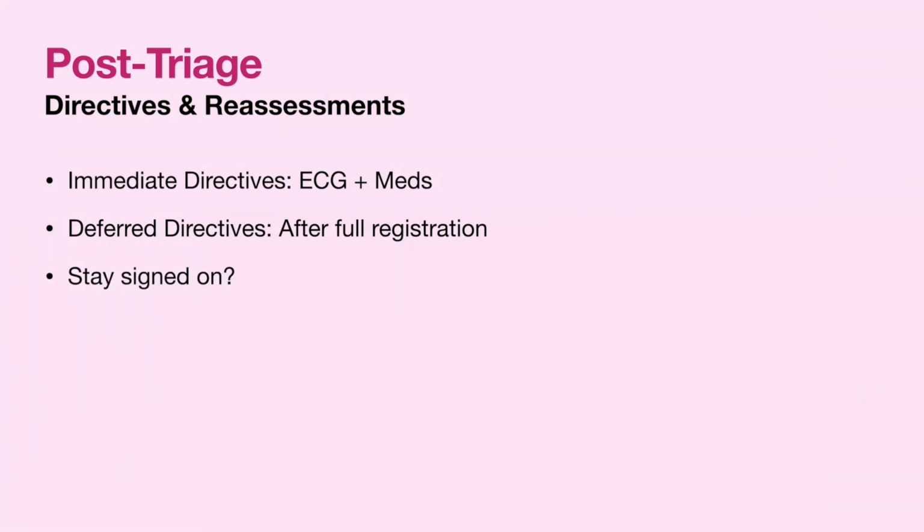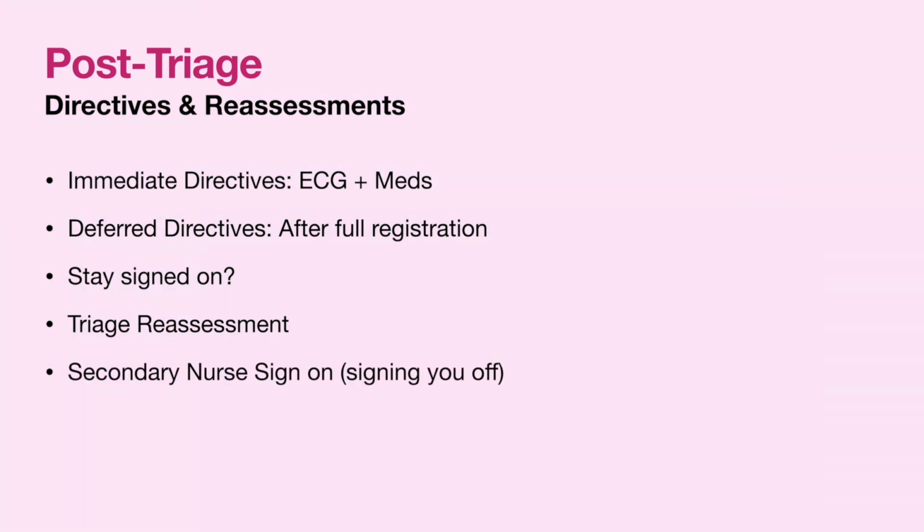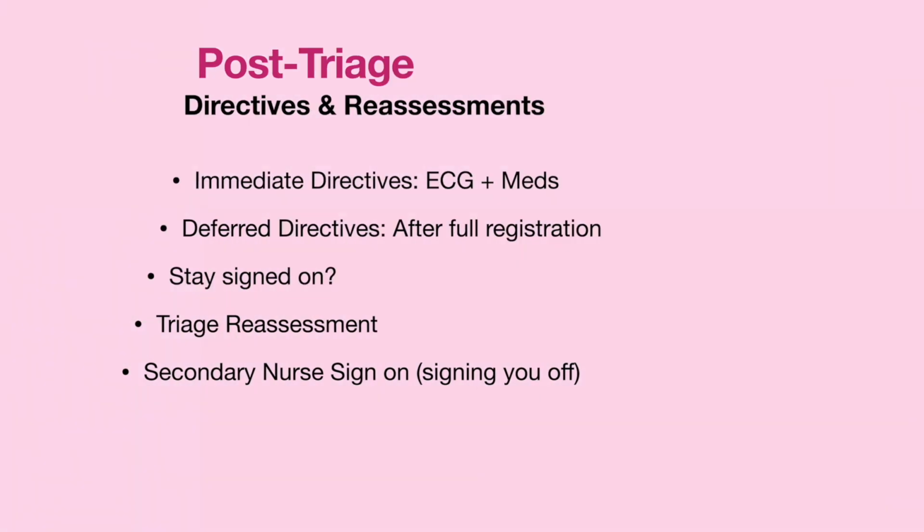Should you stay signed on or not? When you're done with everything, you can sign off the patient. That's absolutely fine. If you've ordered directives, it's probably better to keep them on your list, and that way they'll stay on until your directives have come back and you've looked at them, or there's TOC and a secondary nurse has taken over the care. Once you sign off them, they drop off your list of patients, and that's why you want to keep them signed on. Triage reassessments you can do if something changes or if time interval passes. Once the secondary nurse takes on, they will sign on for the patient. And if you're still signed on, they can sign you off or you can sign yourself off when you're done.